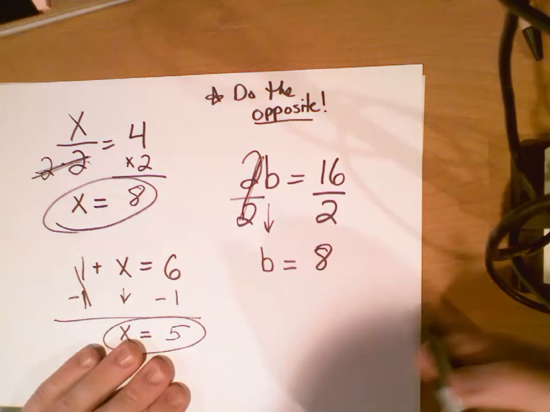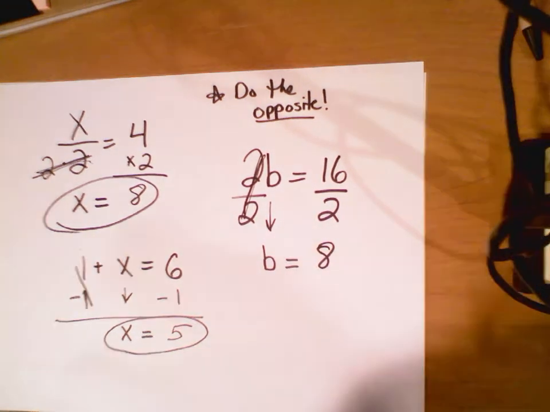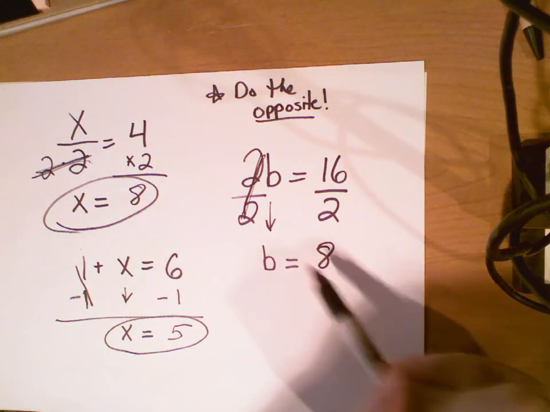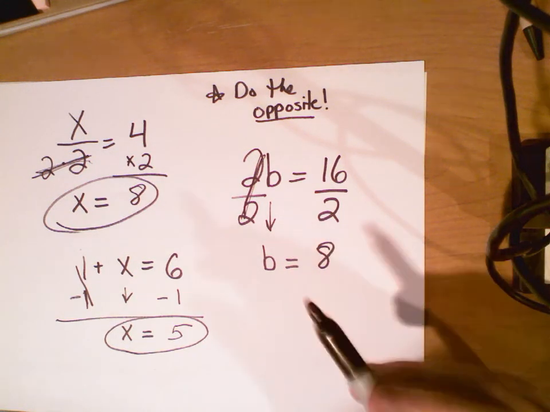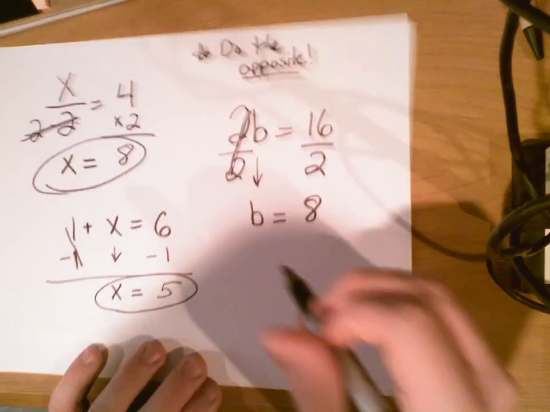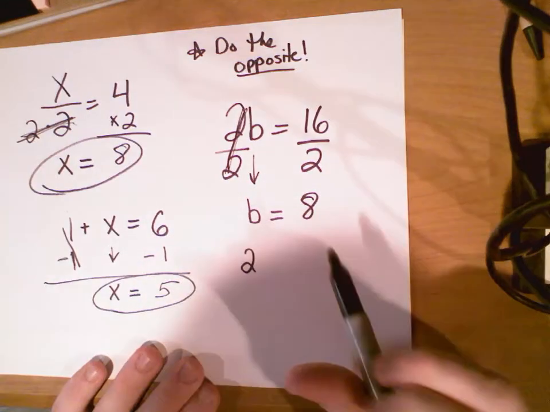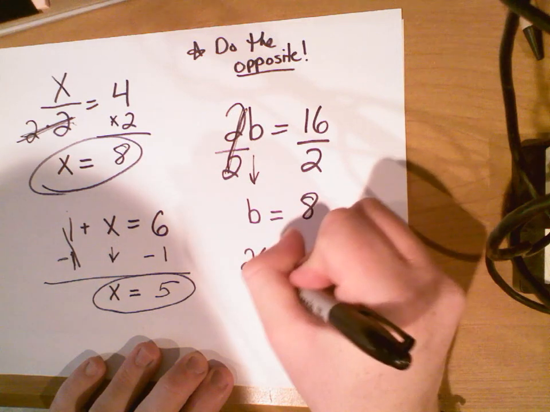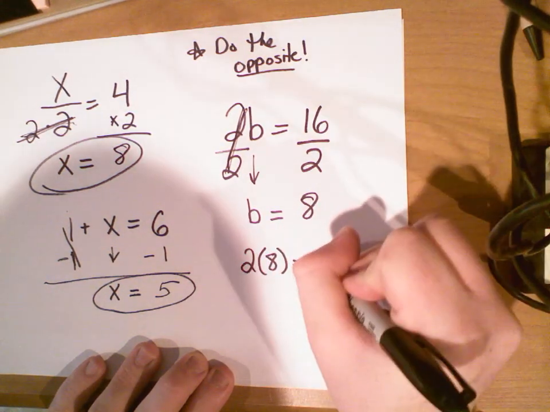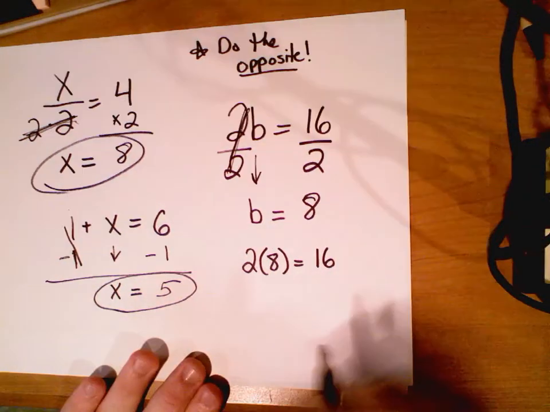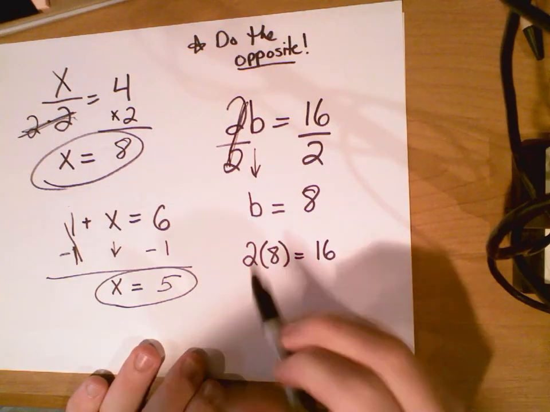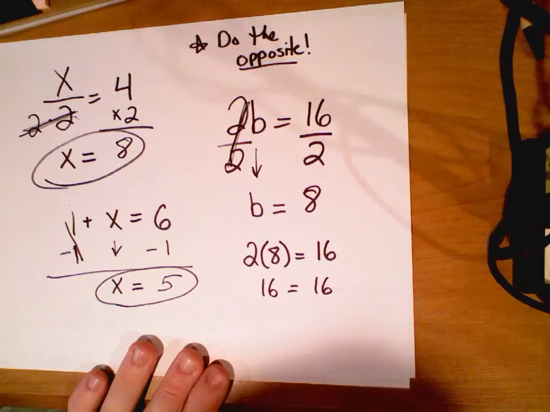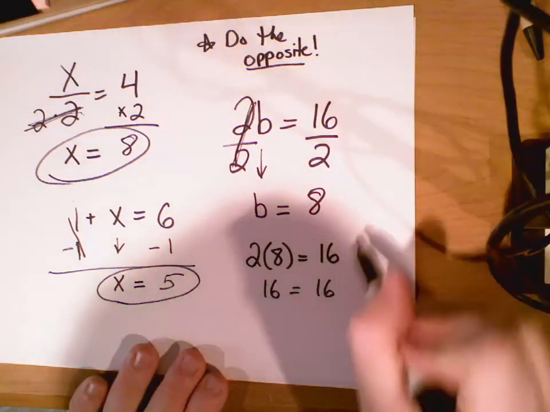Now, if you ever wanted to check your math and make sure you're right, you can plug your answer in to where the variable is. I'm going to show you that now. 2, and my answer to B was 8, put in parentheses, equals 16. 2 times 8 is 16. 16 equals 16. This is how you check your answer.